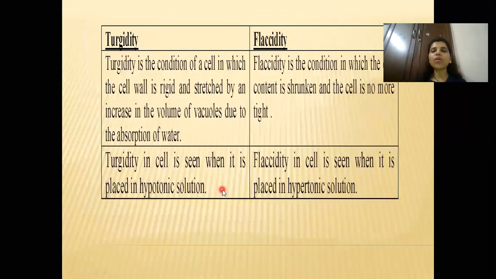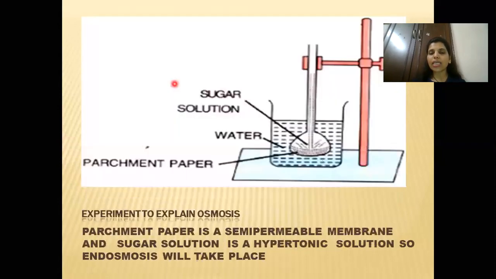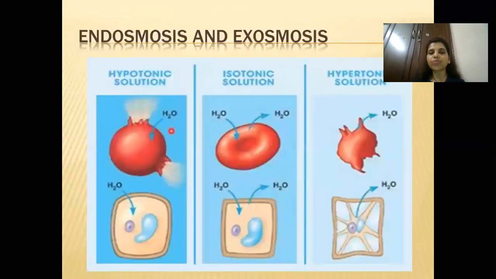Okay, children. Now we go to the next part where you are understanding what is turgidity and flaccidity. Now, see, the cell which was shown over here has swollen when it was dipped or soaked in the hypotonic solution. When the cells are swollen, that particular state and condition is known as turgidity.